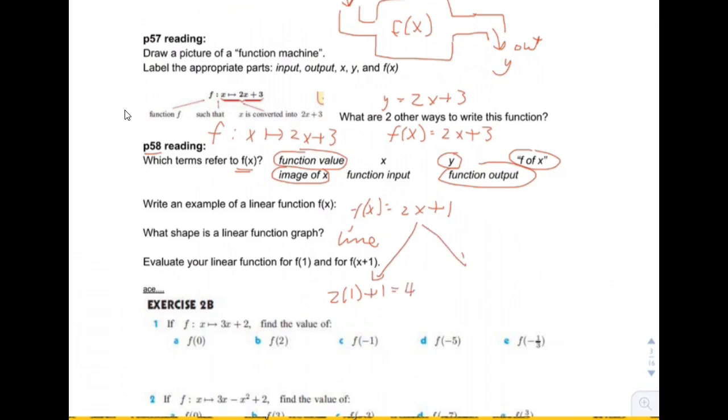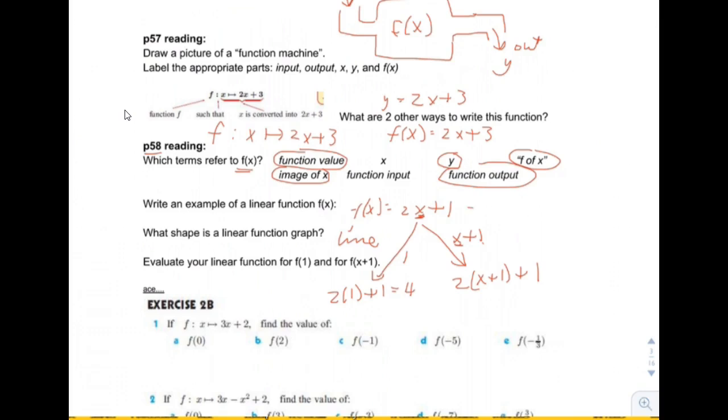Next thing I'm going to do is evaluate it for x plus 1. So instead of putting in 1, I'm going to put in x plus 1. This is a little bit confusing because you're putting the x plus 1 in for the x there, and they're not the same thing. This x here is the function machine input. It's very confusing that we're putting x in there again.